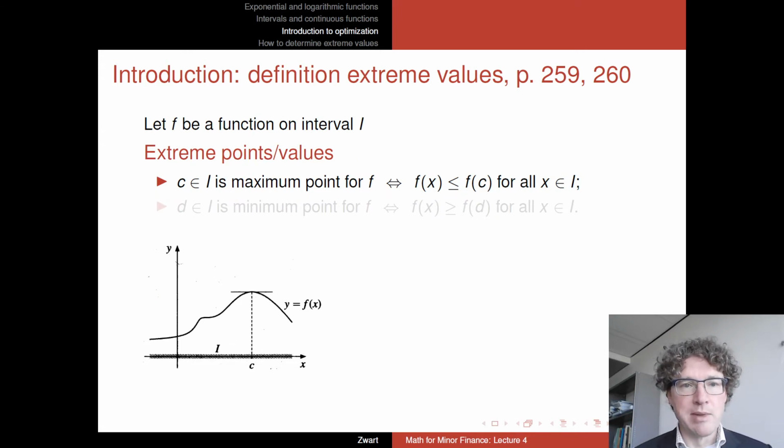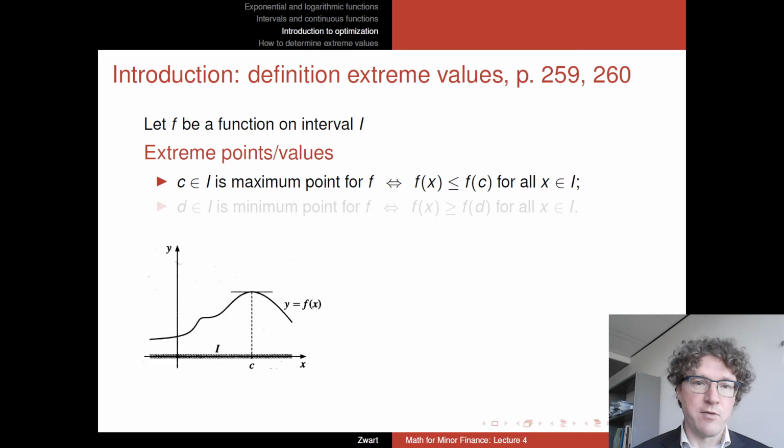So let me be a little bit more precise. We would like to look at extreme values of a particular function. If we have some function on an interval, and we typically will be looking at functions on a given interval, what we call the extreme points or the extreme values are the maxima and minima of this function.